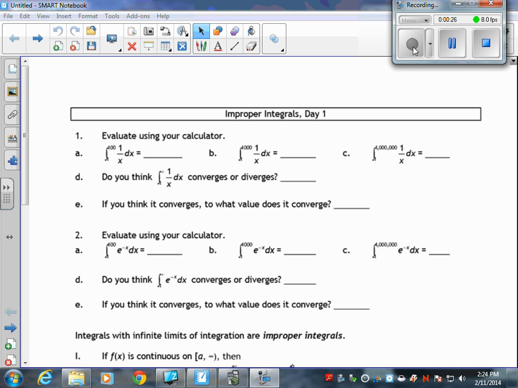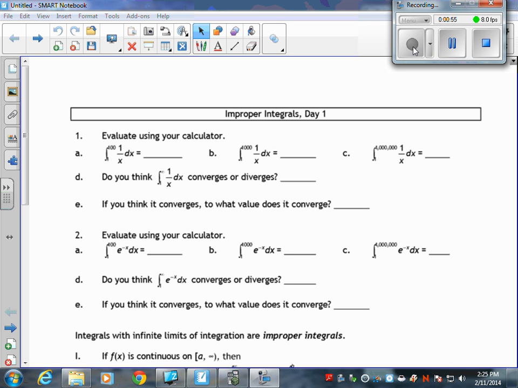So let's go ahead and just get started and see what's happening. Ultimately, we're trying to answer question 1D. Do you think that the integral between 1 and infinity of 1 over x dx is converging or diverging? If it's converging, then we can actually evaluate the definite integral and get an actual number. If it's diverging, that means the area under the curve between 1 and infinity goes on without bound, and that area is approaching infinity.